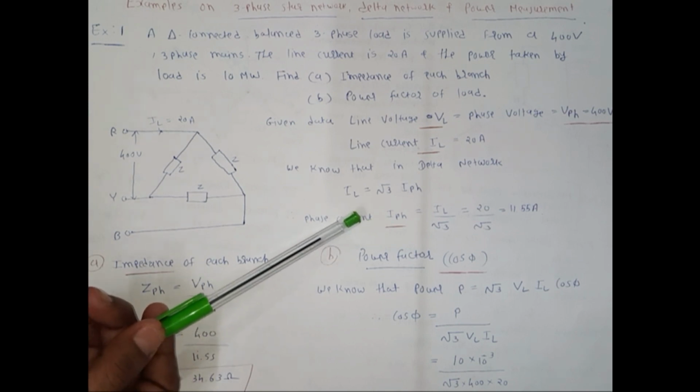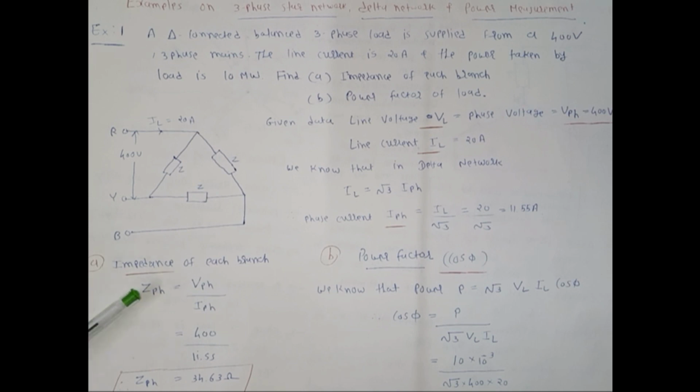Now we want to find the impedance. We know that impedance is Z equals V by I. Here we find the impedance of the phase, that's why we have considered the phase voltage and phase current. Here phase voltage is 400 and phase current is 11.55. So impedance ZPH equals 34.63.